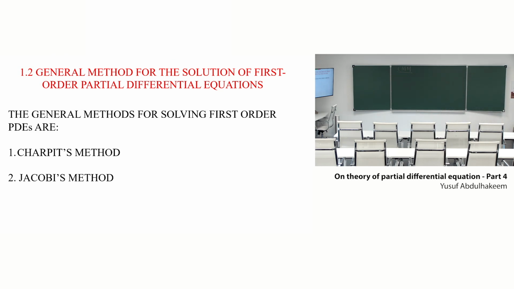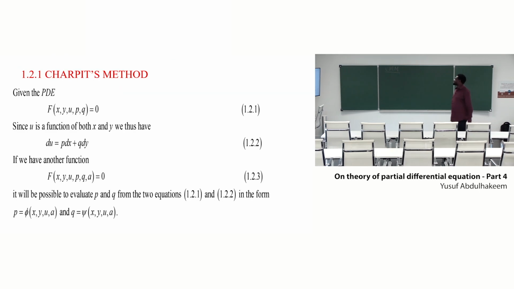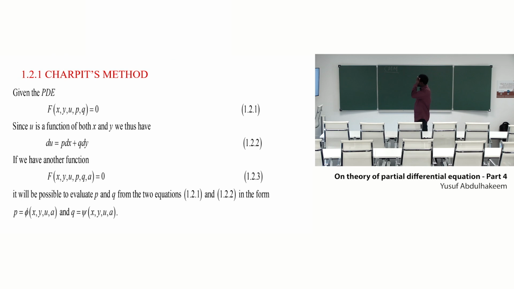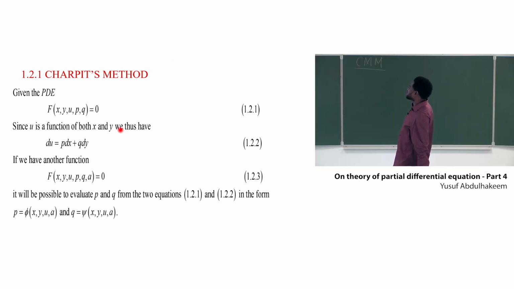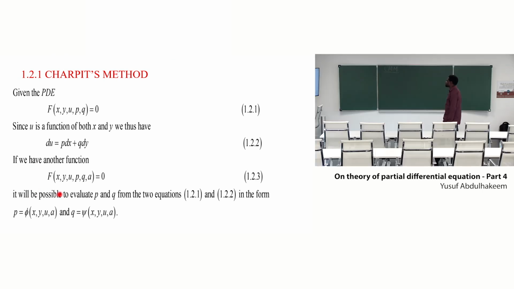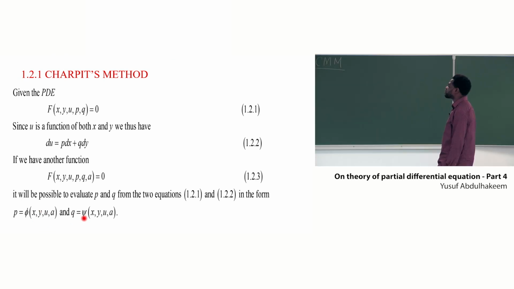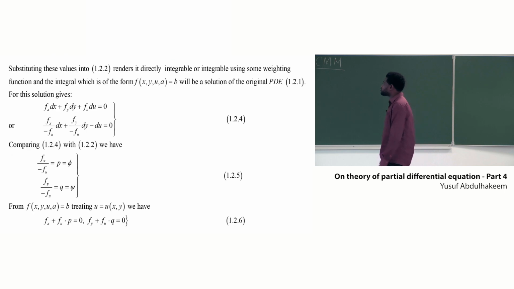We talk about them. For the Charpit's method, given this particular PDE, since u is a function of both x and y, we have that du surely will give us what we have in here. If we have another function which is given as this, then it will be possible to evaluate p and q from the two given functions, in the form of p equal to phi and q equal to this capital phi of x, y, u, which is equal to a.